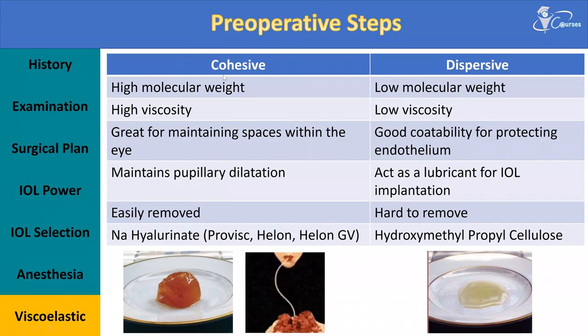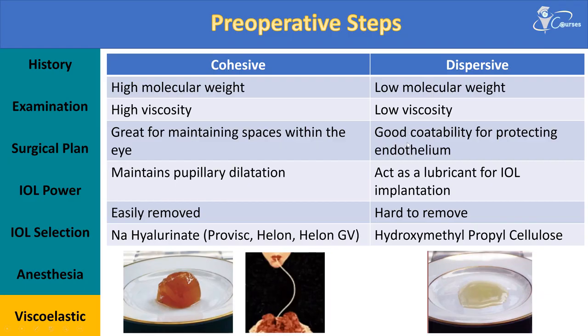So for cohesive, since they have high molecular weight with high viscosity, they will be great for maintaining spaces within the eye. So if you want to create a space, if you want to maintain a space within the eye, then the cohesive will be the option for you. For example, if you are doing white cataract surgery and there is an intumescent cataract, cohesive will be the choice. If you have a small pupil and you want to dilate it, then the cohesive will be the choice.